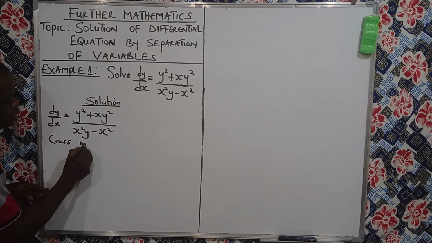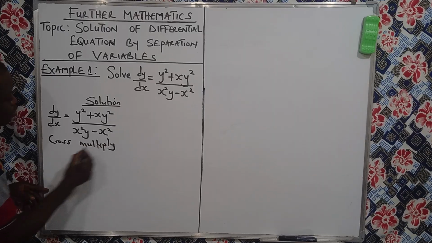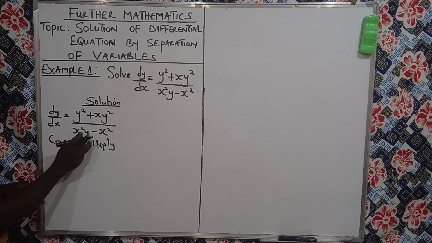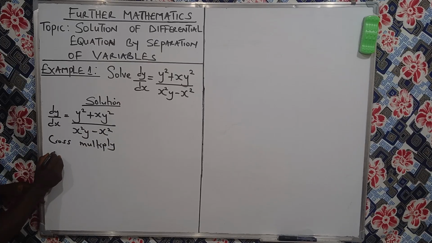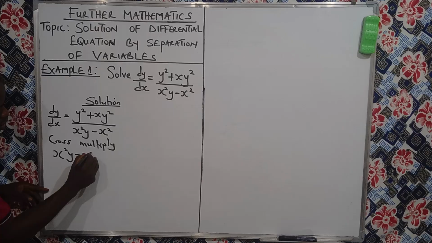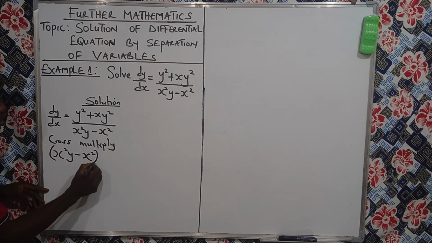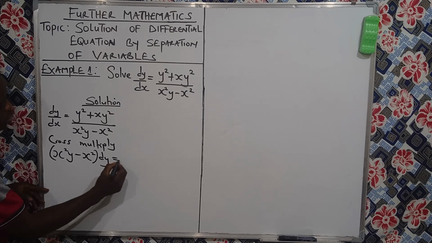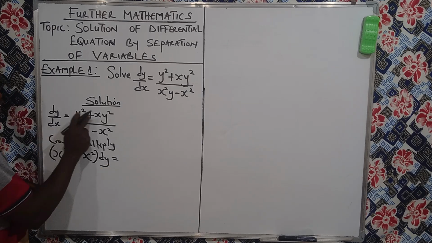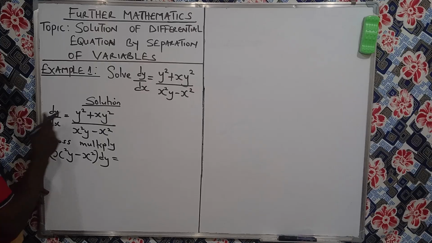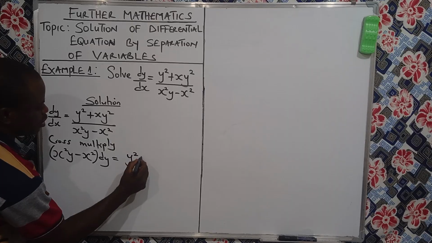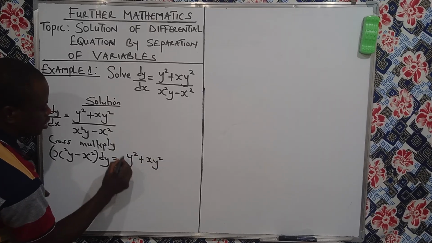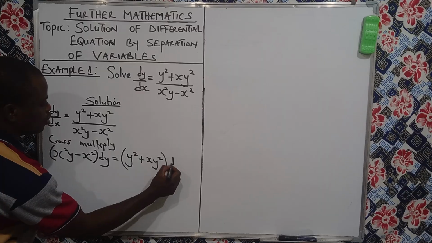When you cross multiply, you now have x squared y minus x squared, everything multiplied by dy. Now it will be like this: x squared y minus x squared, open bracket and close the bracket, dy equals, you multiply y squared plus xy squared by dx. When you cross multiply, you now have y squared plus xy squared, open bracket and close, dx.